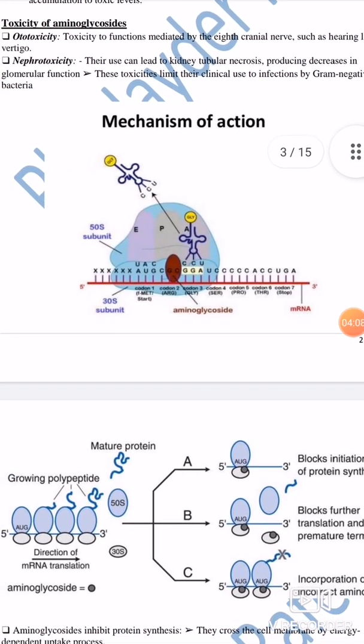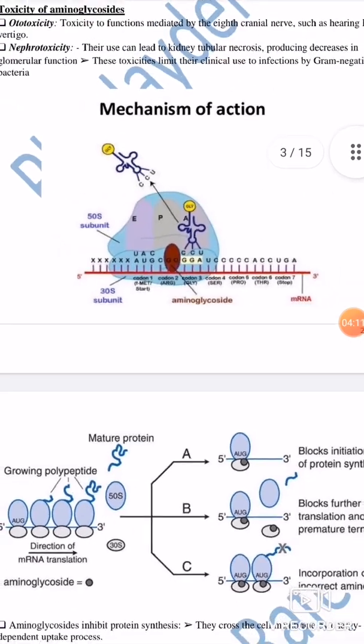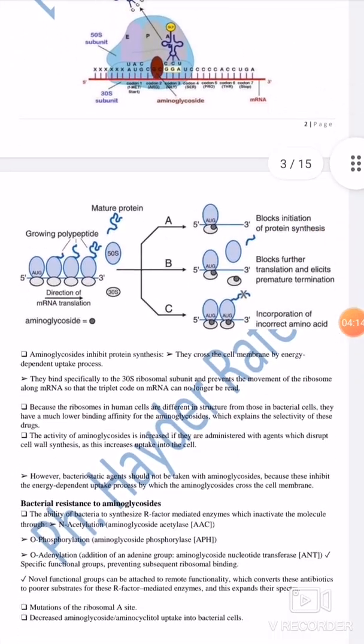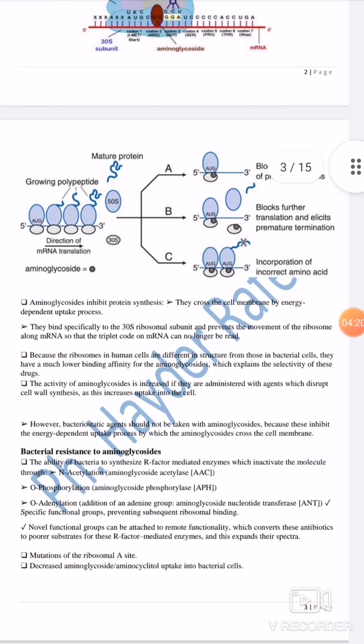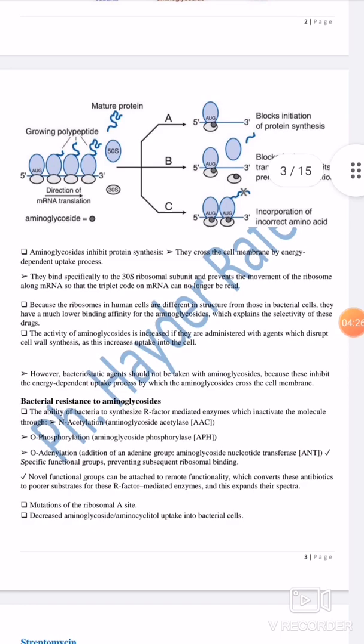the mechanism of action of the aminoglycoside. The aminoglycosides block the initiation of protein synthesis, block further translation, and elicit premature termination and incorporation of incorrect amino acids. They inhibit protein synthesis by crossing the cell membrane by an energy-dependent uptake process, and they bind especially to the 30S ribosomal subunit and prevent the movement of the ribosome along the mRNA, so that the triplet code on the mRNA can no longer be read.